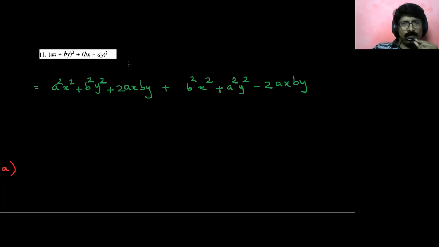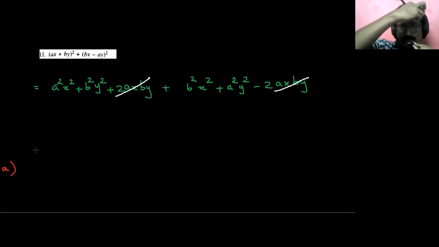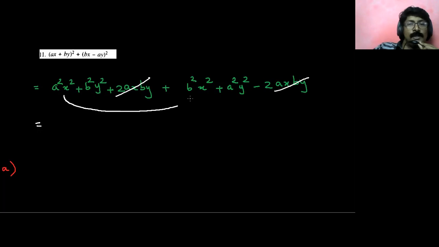Now what is to be done? Okay, simple. So first we can cancel these two terms, positive axby, negative axby. Now what is to be done? Yes, simple. Now we can club the first with the third term or the fourth term. Okay, previously I had done first and third one, so now I'll do first and the fourth one.